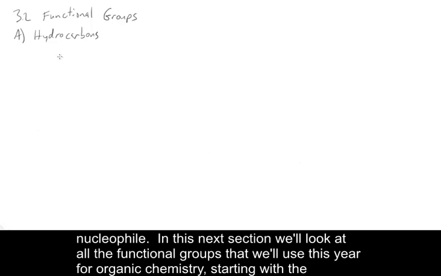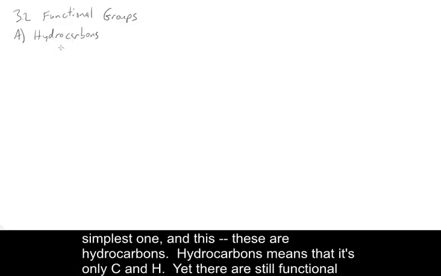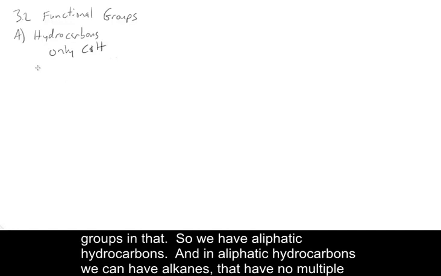In this next section, we'll look at all of the functional groups that we'll use this year for organic chemistry. Starting with the simplest one, and these are hydrocarbons. Hydrocarbons means that it's only C and H. Yet there are still functional groups in that. So we have aliphatic hydrocarbons, and in aliphatic hydrocarbons we can have alkanes that have no multiple bonds.